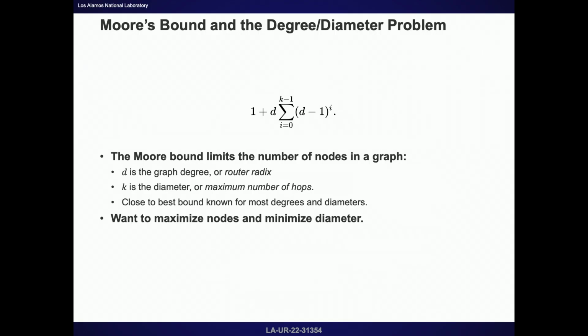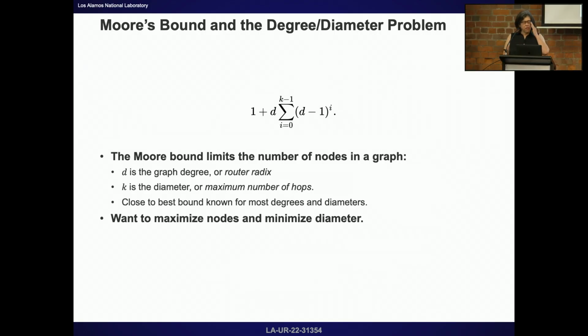So we have a bound. It's called the Moore bound. If D is the graph degree, or the router radix, and K is the diameter, or the maximum amount of hops you're going to permit, this is your bound, and it's a mathematical upper bound. You cannot get more nodes than this. You're stuck with it. And what we want to do is maximize this as best as possible.